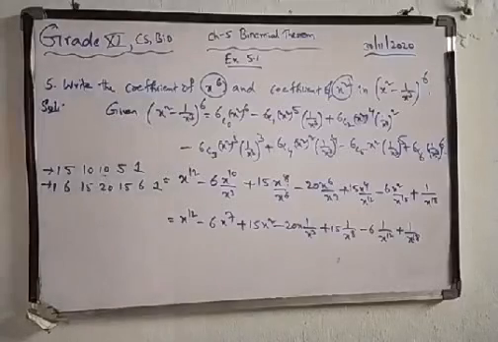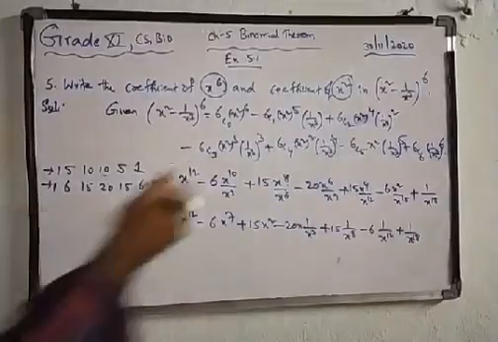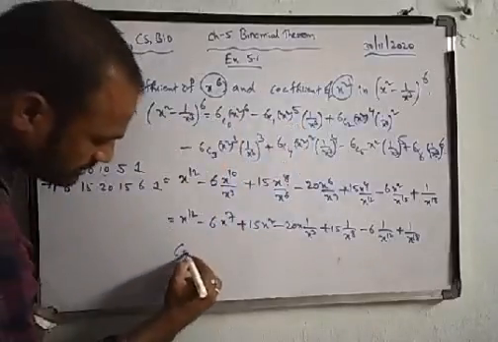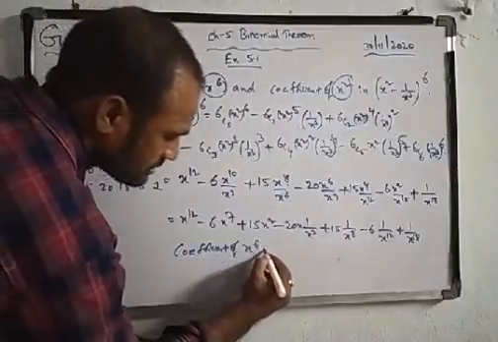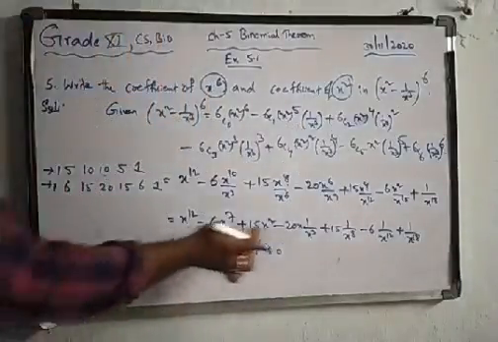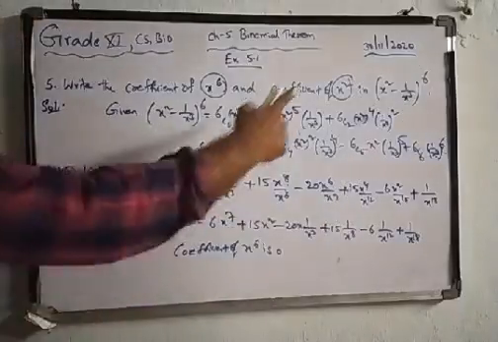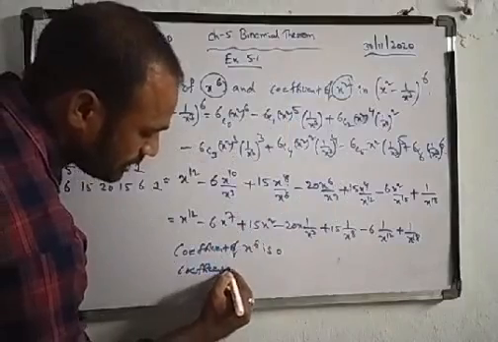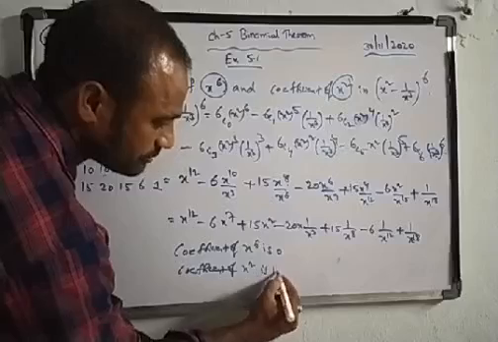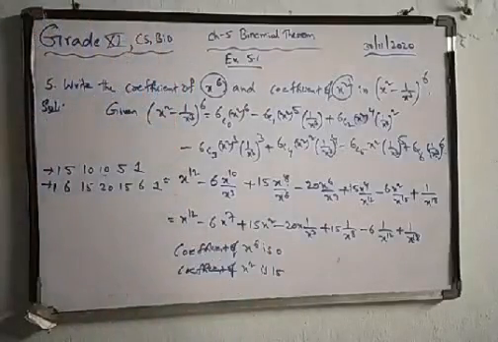So here both the terms are in the same way. So here he is asking the coefficient of x power 6. So coefficient of x power 6 is 0. Why? Because there is no term with x power 6 here. Next, coefficient of x square. So coefficient of x square is 15, since it is 15 here.